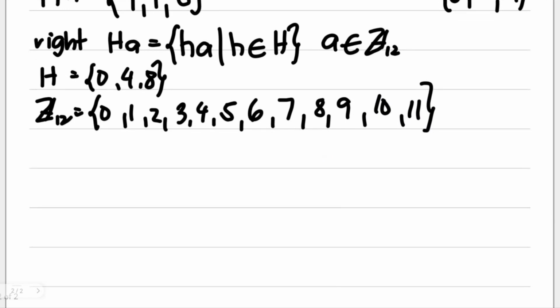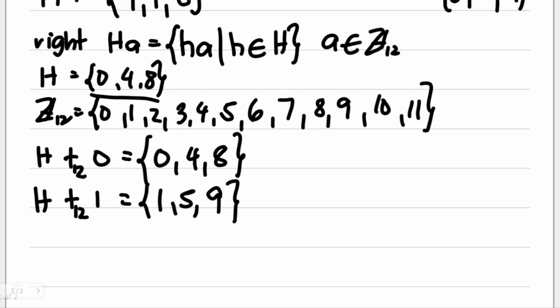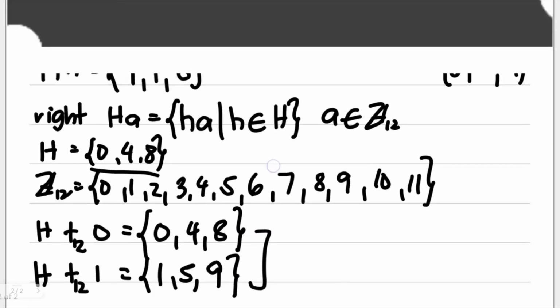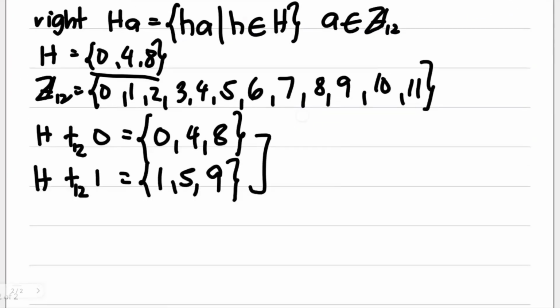So the first right coset is h plus 0, again modulo 12. So 0 plus 0 is 0. 4 plus 0 is 4. 8 plus 0 is 8. And if we're going to have plus 1, again modulo 12 as well, we have 0 plus 1 is 1. 4 plus 1 is 5. 8 plus 1 is actually 9. That's our second right coset. If you examine just these first two, they are actually the same as the first two left cosets: 0, 4, 8; 1, 5, 9.